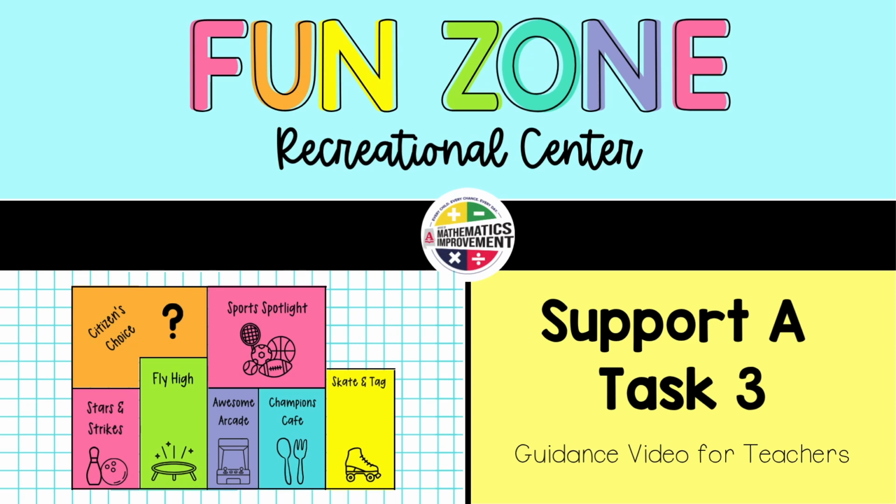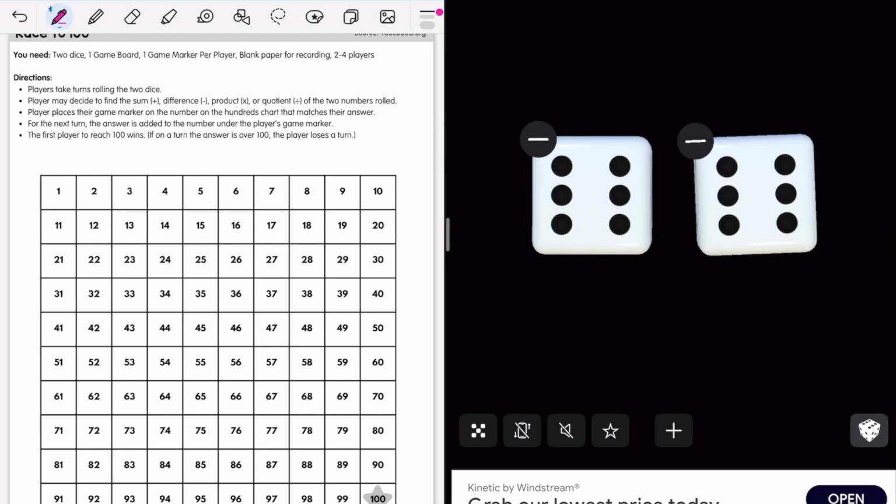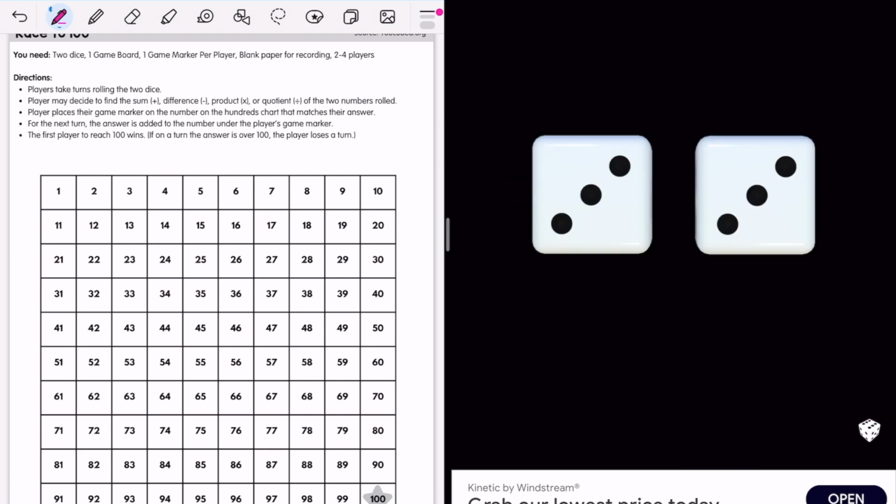To play the game, players will take turns rolling the 2 dice. Players may decide to find the sum, difference, product, or quotient of the 2 numbers rolled. The purpose of the game is to be the first player to reach 100. So early on in the game, you want a higher total, whereas later in the game, you may need to use smaller totals. So that determines which operation you will use. If a turn yields an answer over 100, the player loses a turn.